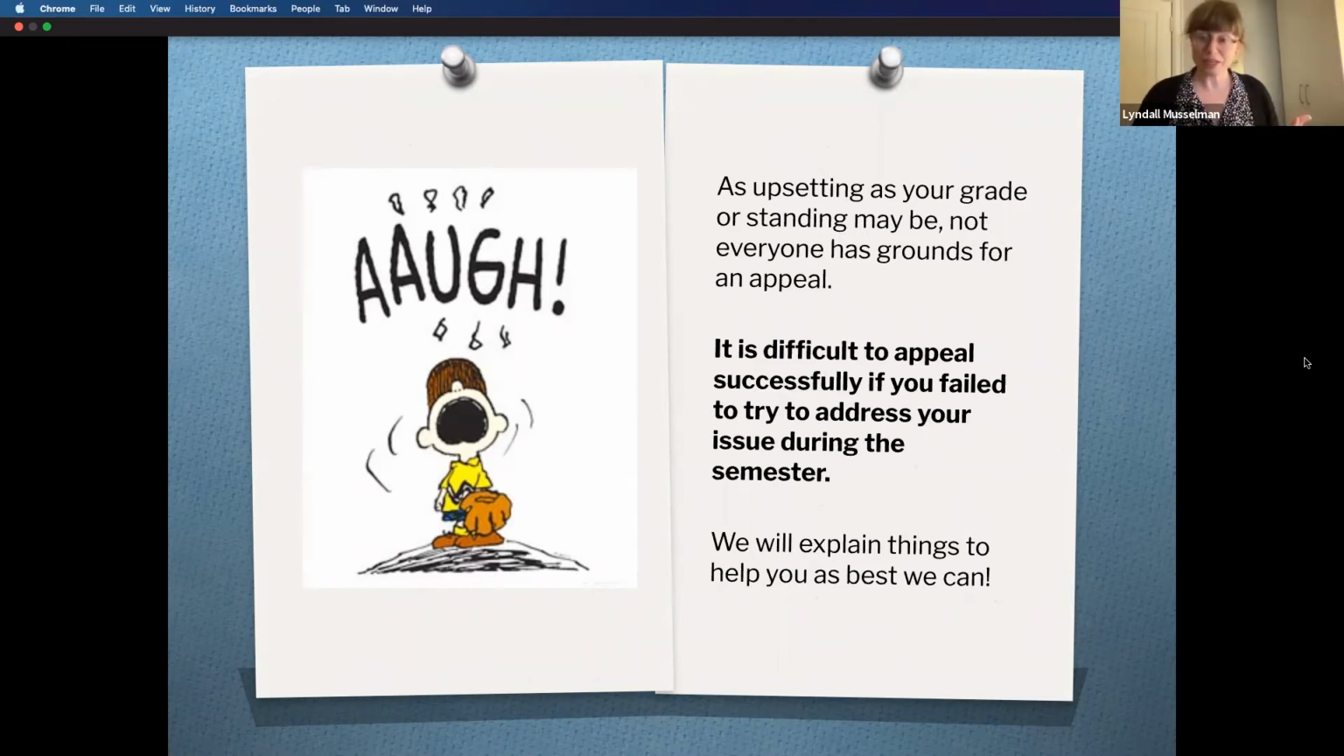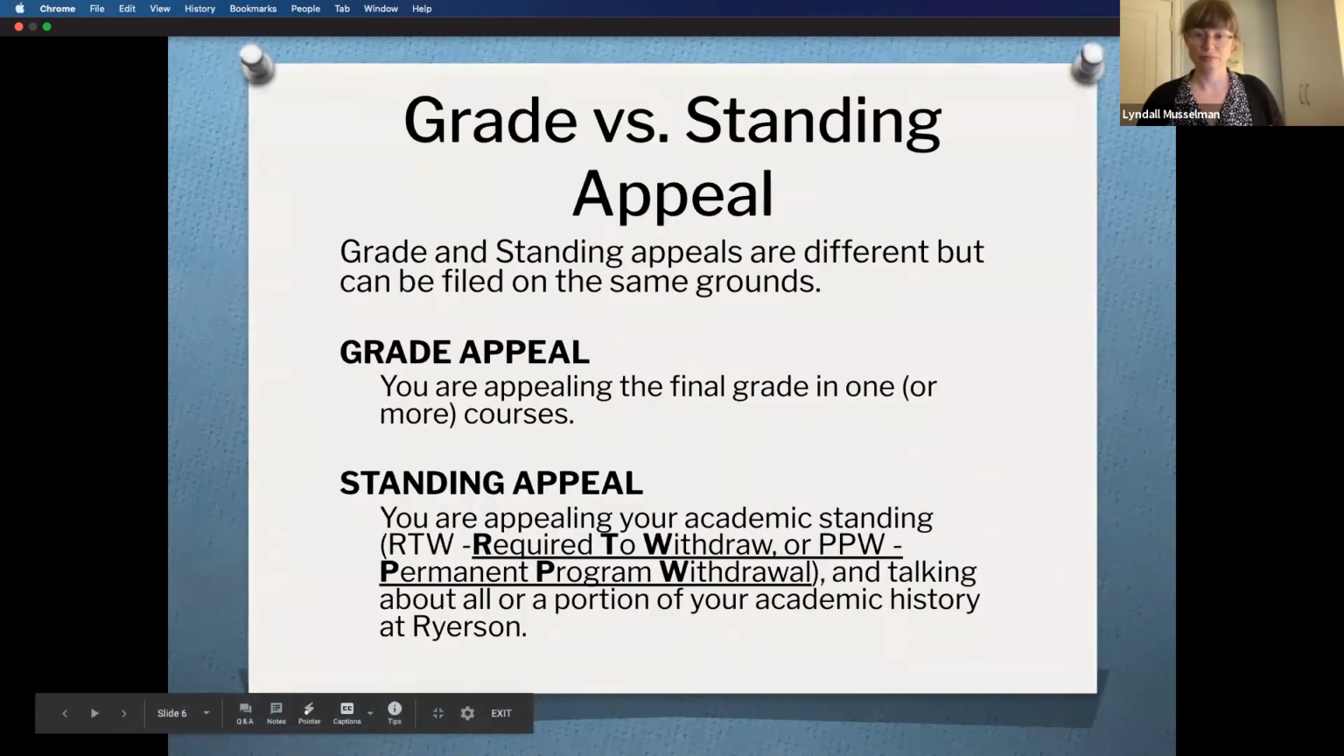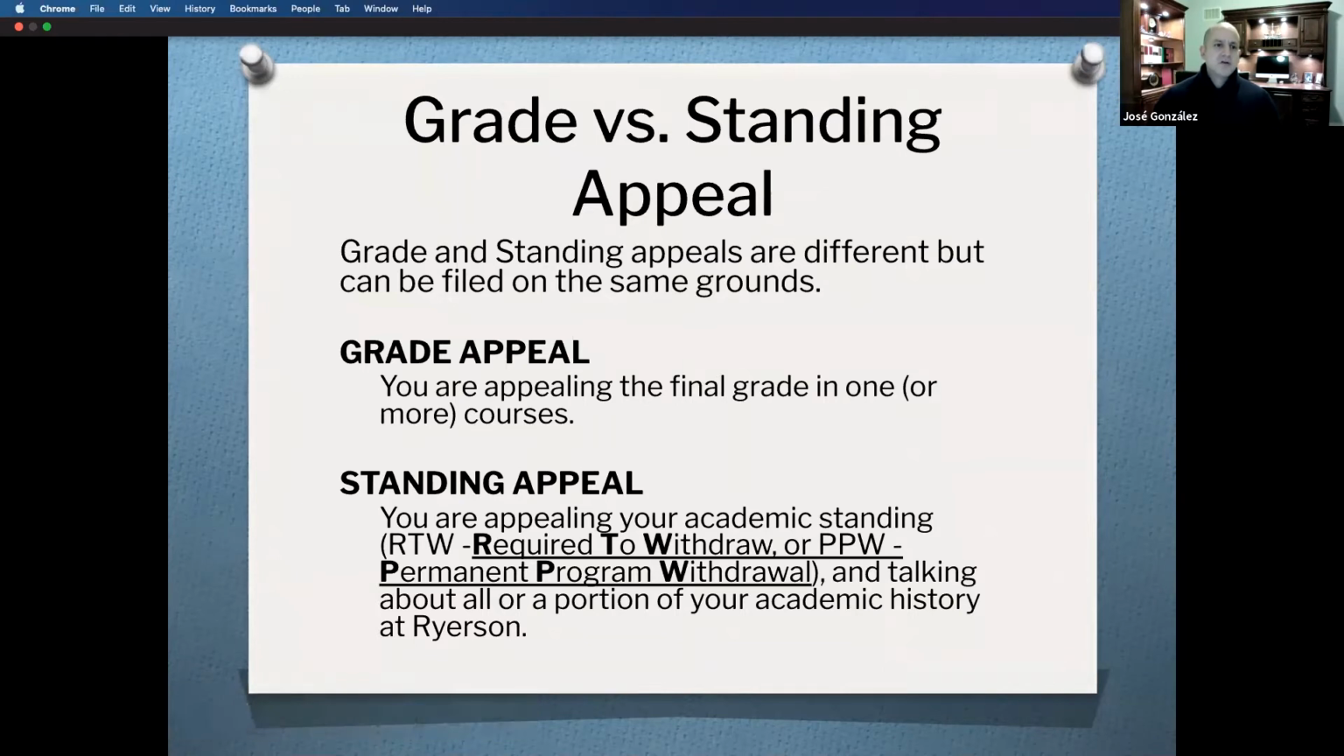But we're going to do the best we can to help you out and explain how to have a strong appeal: the grade appeal and the standing appeal. So with the grade appeal, you look at one particular course or courses. You want to focus on one course, and it's more specific.